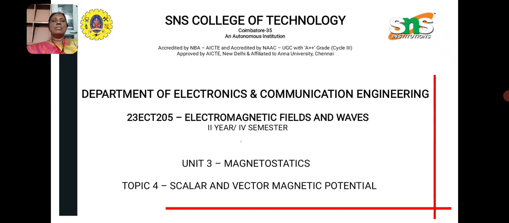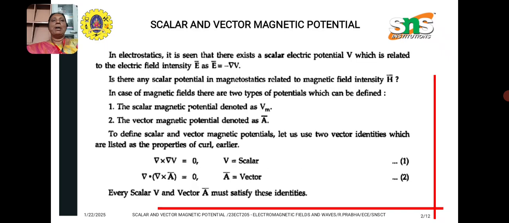In this video, we will discuss the topic of scalar and vector magnetic potential for the unit magnetostatics. In electrostatics, it is seen that there exists a scalar potential denoted by V. This is related to electric field intensity as E is equal to negative gradient of V. And in the case of magnetic field, there are two types of potentials. One is known as scalar magnetic potential denoted by Vm, and another one is vector magnetic potential denoted by A vector.